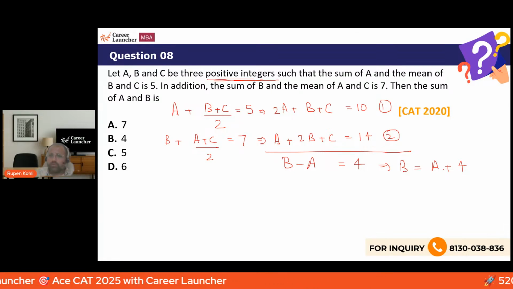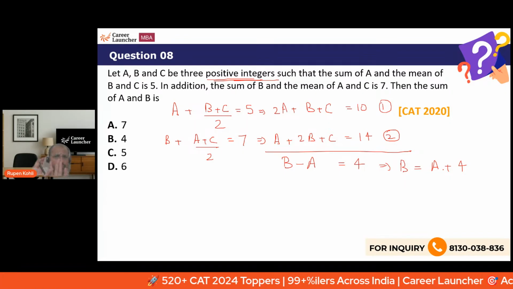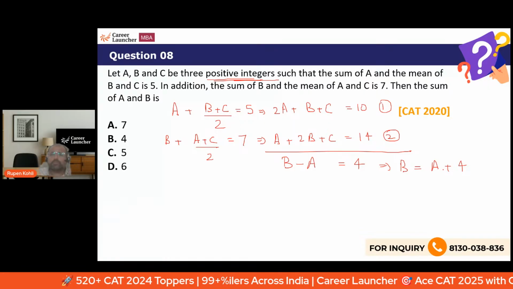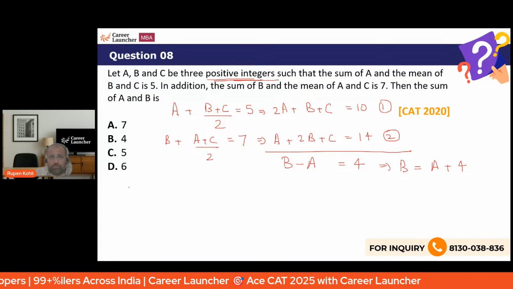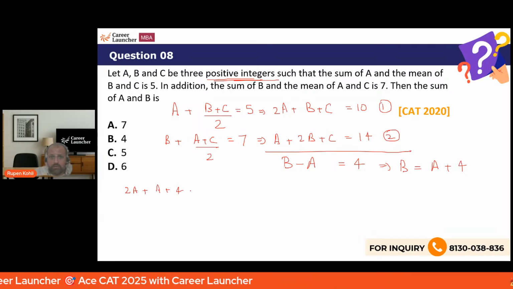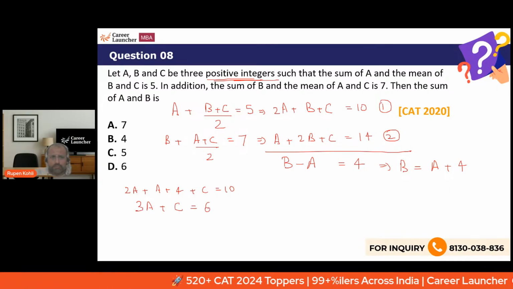So let's use this expression for b in any of the equations, because we need an equation where we have some constant. We cannot just work with this. Let's substitute b equal a plus 4 in the first equation. What do we get? So 2a plus b, which is a plus 4, plus c is 10. 2a plus a, 3a, plus c, 4 goes over there, is 6. 10 minus 4, 6. A and c are positive integers.